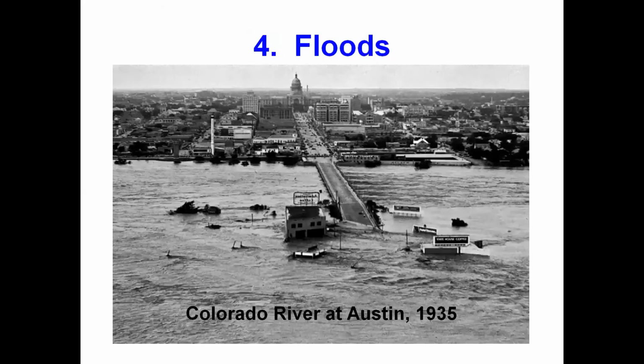Floods, that is a very important topic in Texas. This is a picture of Congress Avenue during the 1935 flood. You can see the state capitol, and Congress Avenue, of course, is underwater. There was only one reservoir on the river at the time. That was what's now Lake Austin, and the dam failed during this flood.